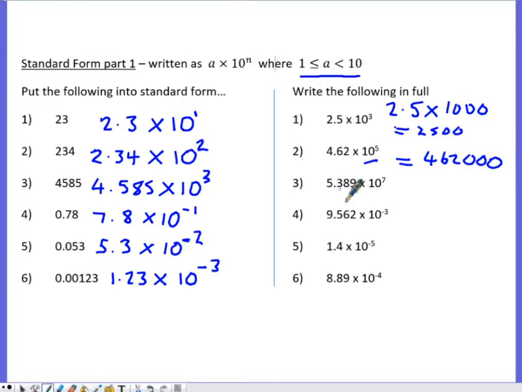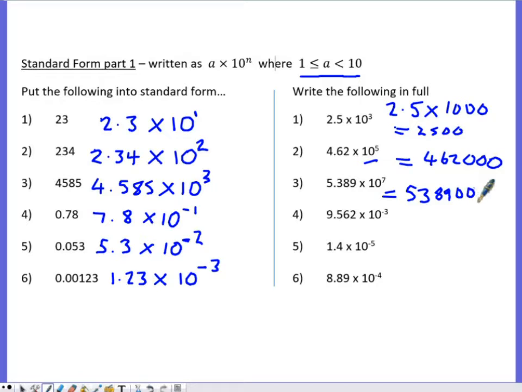Doing a similar process for this, we're timesing it by 10 million, or if you like, we're going to use the power 7, which means we move the decimal point 7 places, and we get our answer. Well, if I move it 3 places, I end up after the 9.